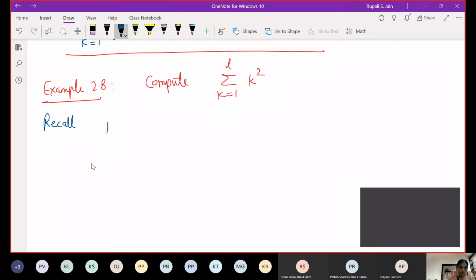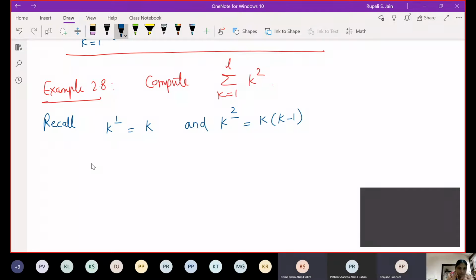what is k to the 1 falling? Just k to the 1 falling. That is, k to the r falling is what? t to the r falling is t, t minus 1, t minus 2 and so on, up to t minus r plus 1. So what is k to the 1 falling? It is just k. And what is k to the 2 falling? k into k minus 1.